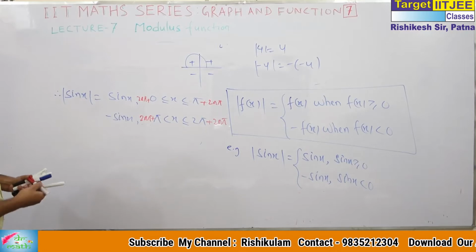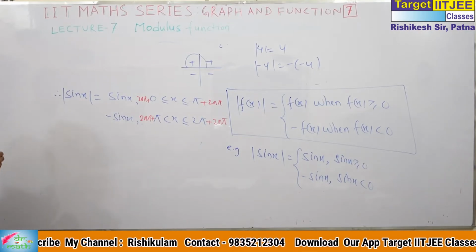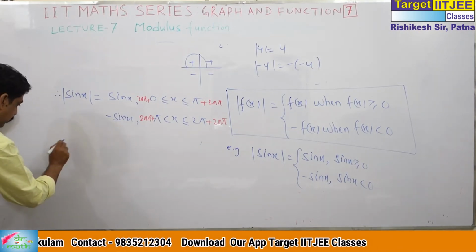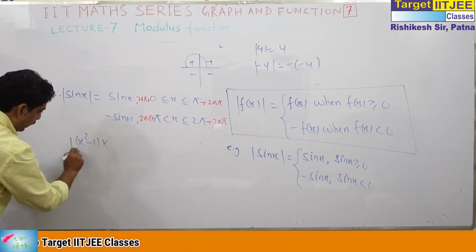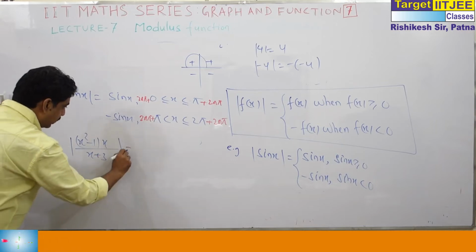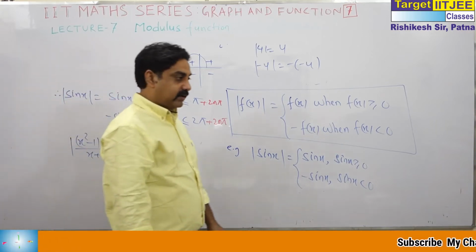Now, before moving further, let me move to this one. How do we write this modulus: mod of (x square minus 1) into x by (x plus 3)? How do we write this modulus?